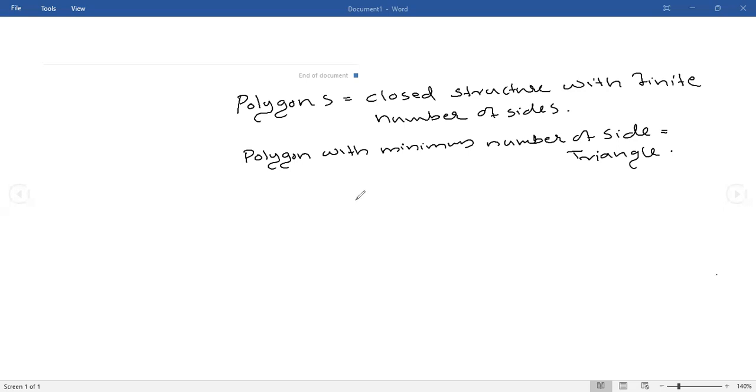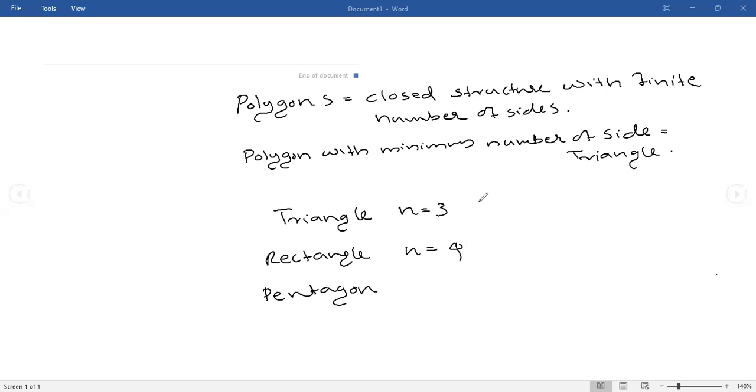Okay. So in a triangle, the number of sides n is equal to 3. In a rectangle, n is equal to 4. In the case of a pentagon, a pentagon will have 5 sides. Triangle is in this manner.